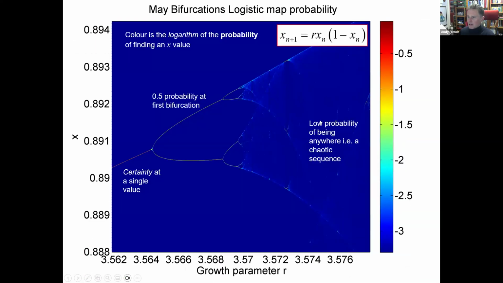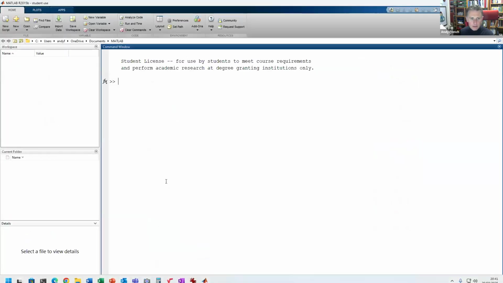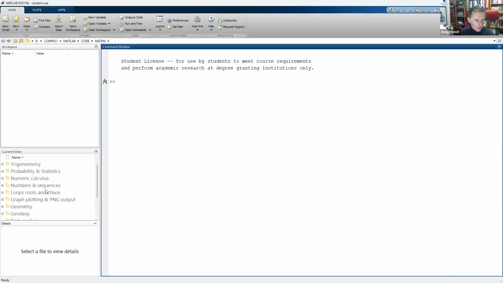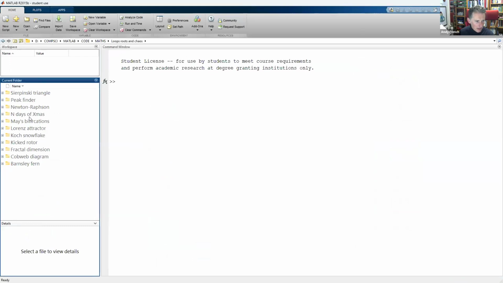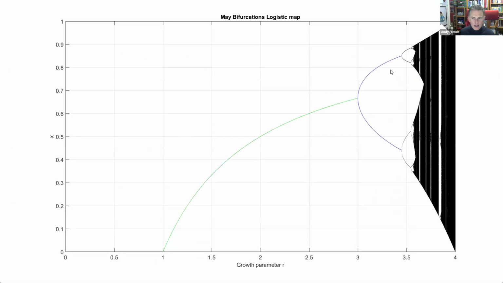So before we look at perhaps another model, I'll see if I can actually run a little simulation live for this. You can download all of these from my website, the Eclecticon. Let's see if we can find it. Loops, roots, and chaos. There we go. So maze bifurcations. I think it might be this one. Let's have a look. Yeah, there we go.